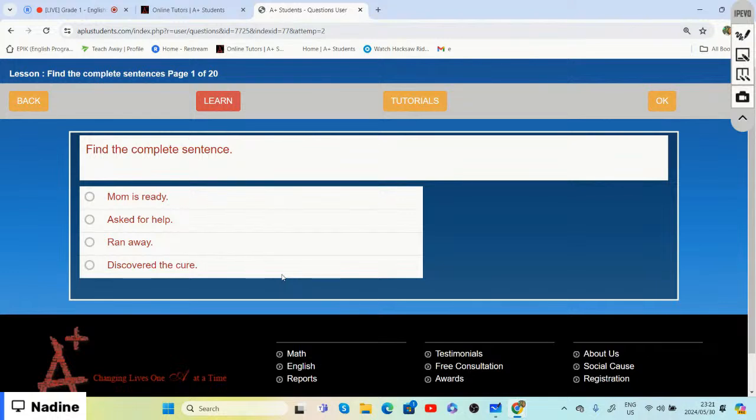So we need to find the complete sentence. Is it option one, Mom is ready? Option two, asked for help. Yeah, we need to ask ourselves, who asked for help? Ran away. Who ran away and discovered the cure? Who discovered the cure?